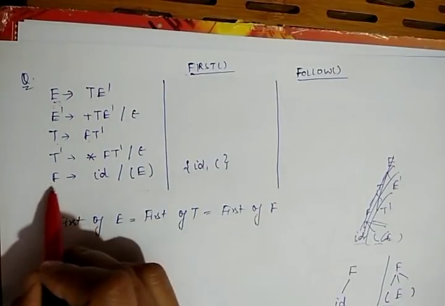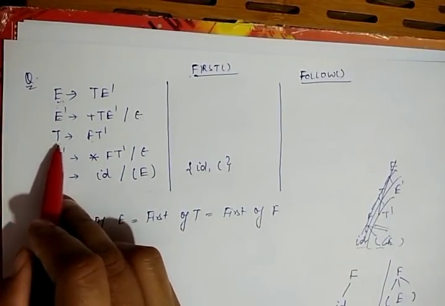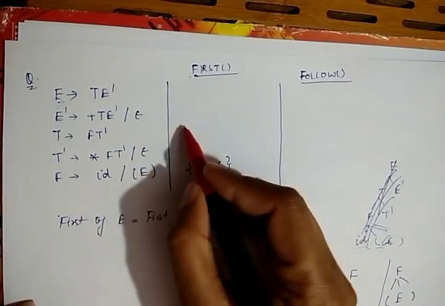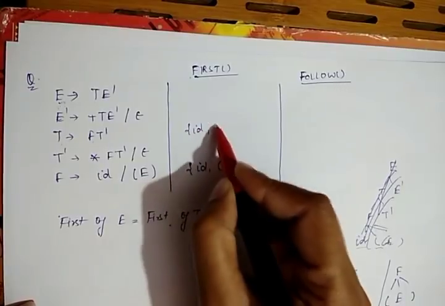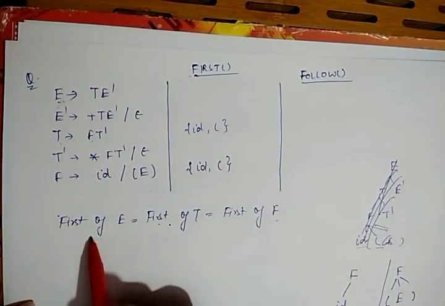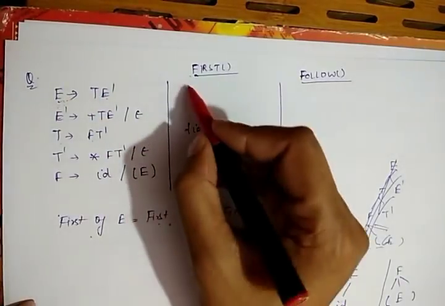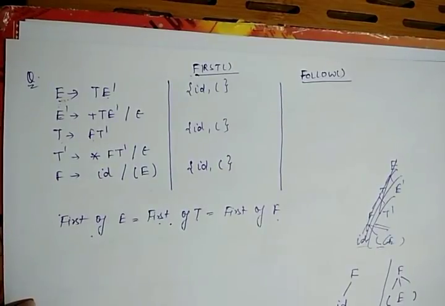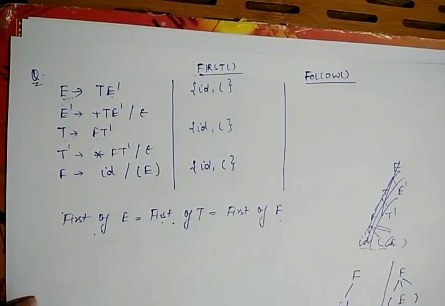Okay. If I found what is first of F, then we can directly mention what is first of T. First of T is first of F, so first of T also becomes ID and open brace. Then first of T is equal to first of E. Then what is first of E? First of E also becomes ID and open brace. So this is how we find the first of E, T and F.